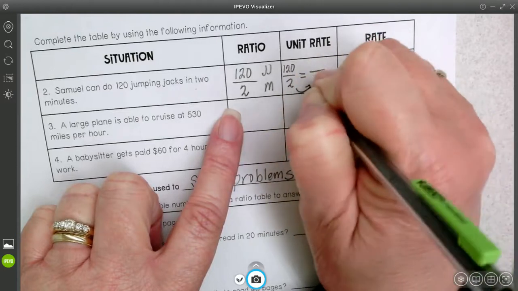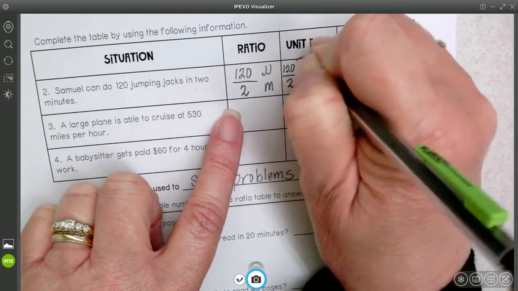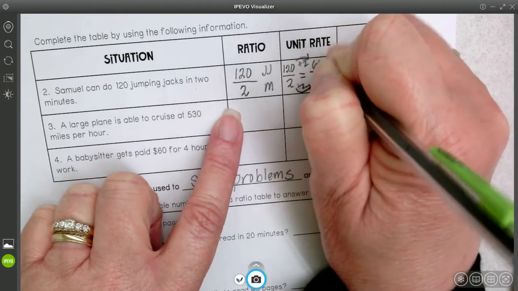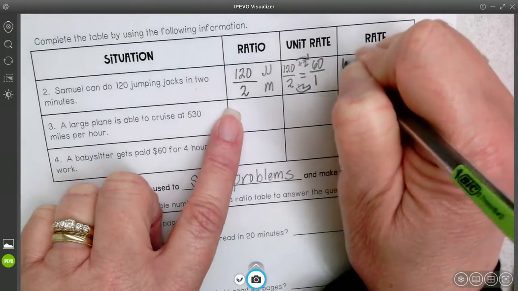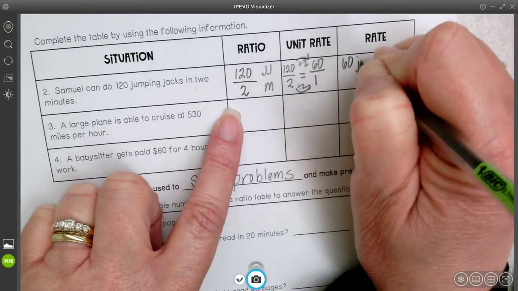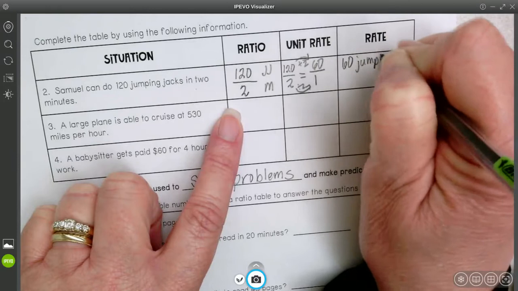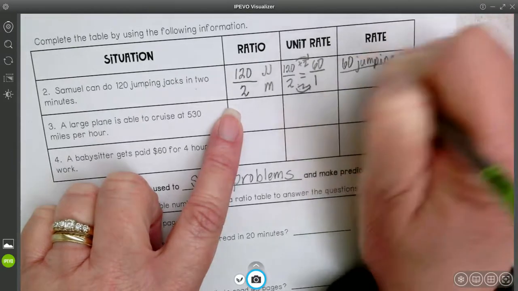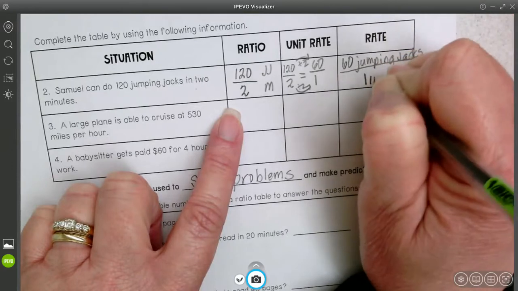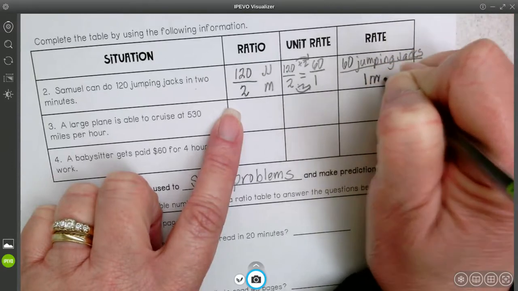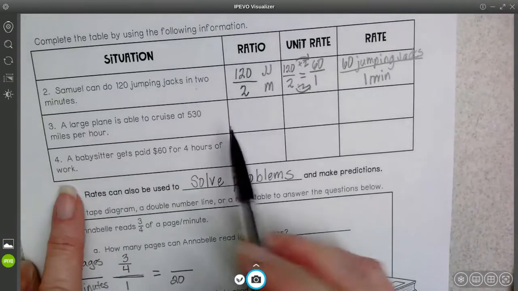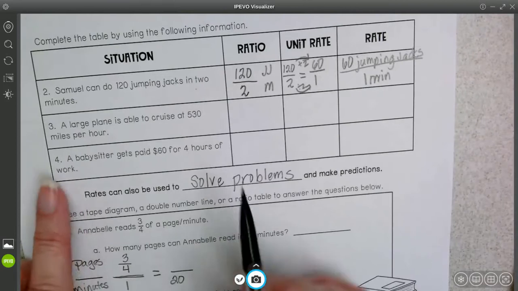Well, we're going to divide by 2 right here. So if we divide 120 by 2, we get 60. So the unit rate is 60 jumping jacks per 1 minute, or 60 jumping jacks per minute, okay? So you can do 60 jumping jacks in 1 minute. So I want you to look at these and do that, okay? Let's take a look right here.